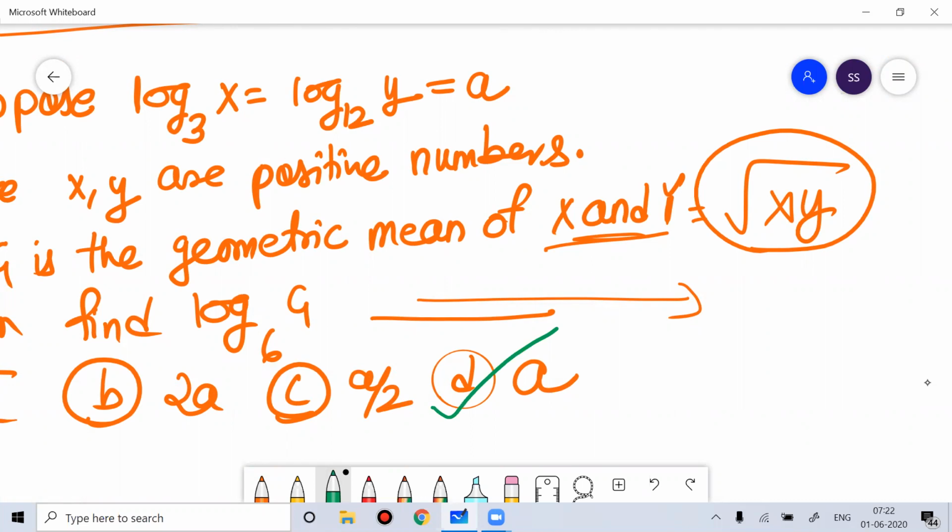Okay, this was the CAT 2017 paper. I'm not sure about the numbering part. I'm just randomly writing some number, maybe question 15, I'm not sure.